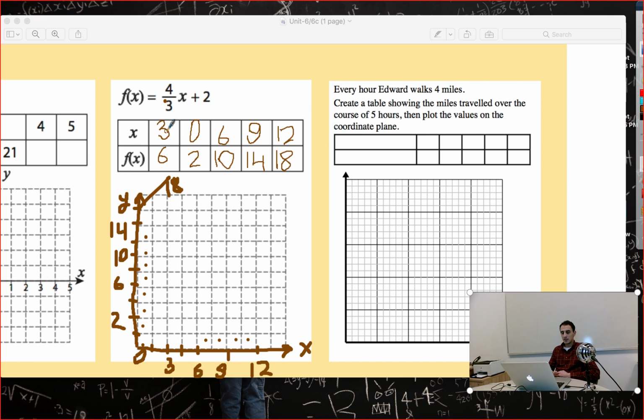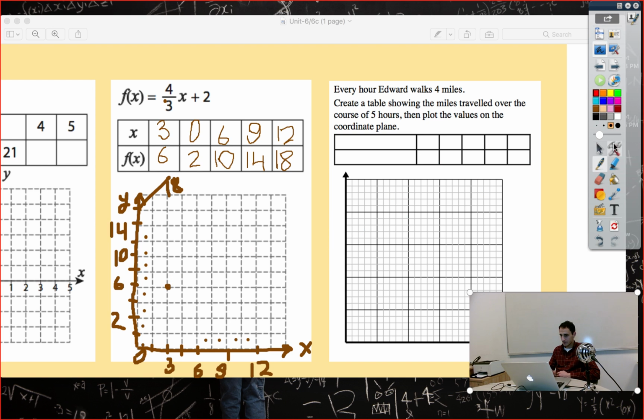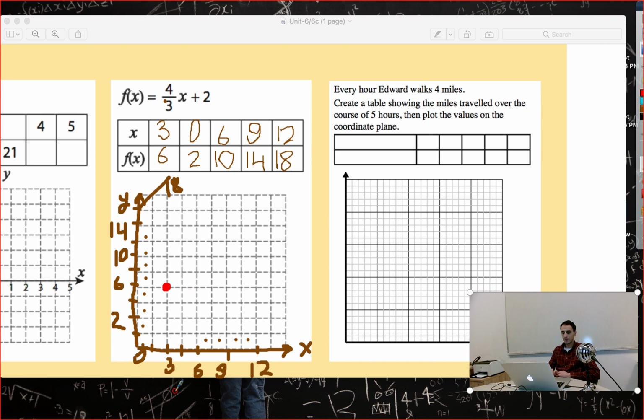Okay, let's plot our points. 3, 6. 3, 6 is here. And then 0, 2. Look, X is 0. Only Y we have 2. That's why this is here.